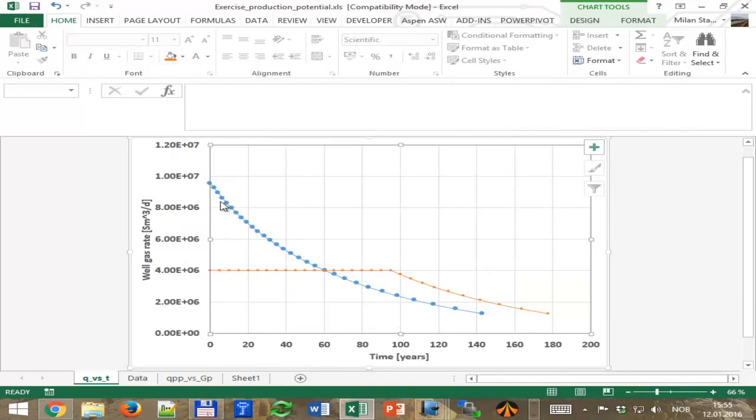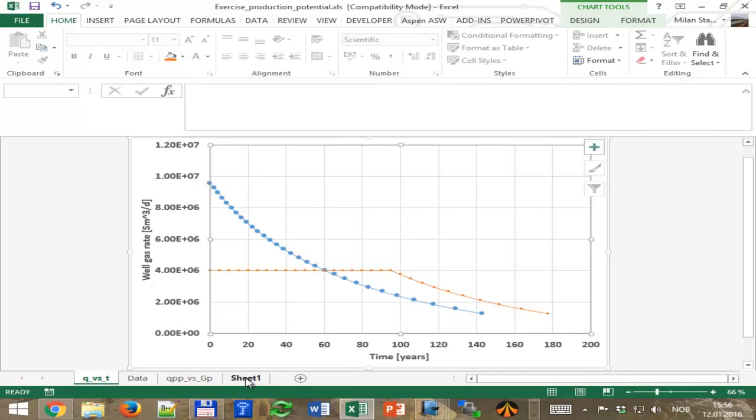If I produce all the time at open choke, the choke is fully open, this will be the production profile. Now if I want to choke it to get all the time 4 million, I will be able to produce for a longer plateau, up to 95 years, and then I will follow these designs. And all of them came from the same curve, the same behavior. I only need this curve to generate these two curves. And then I can assess what will happen if I change the plateau height, for how long I will be able to have it. Okay?